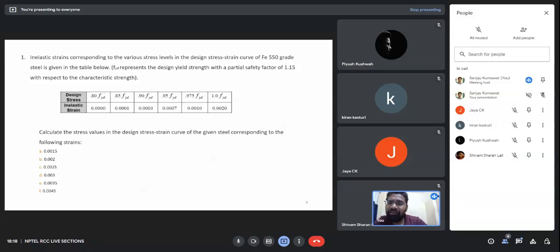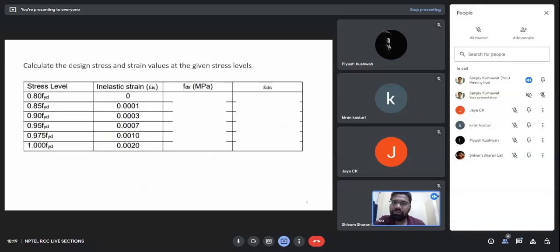So here I have already told you there are some inelastic strains given for some design stress values. Let's see how we can find the stresses corresponding to these strains. Okay, let's move on to the next slide. Here, calculate the design stress and the strain values at the given stress levels. These are the given stress levels and these are the inelastic strains for them.